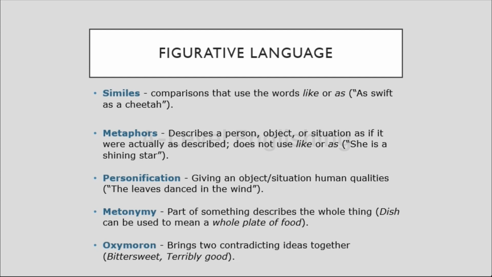Metonymy, part of something describes the whole thing. So dish can be used to mean a whole plate of food, and crown can be used to mean the monarchy itself. Oxymoron brings two contradicting ideas together: bittersweet, terribly good, gentle tyrant, right?